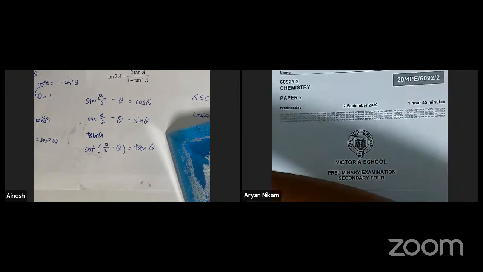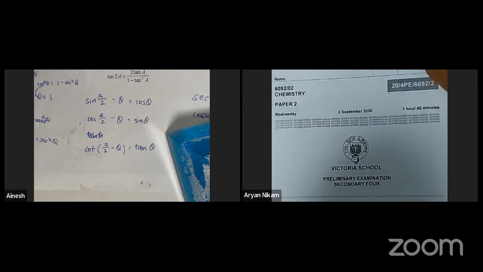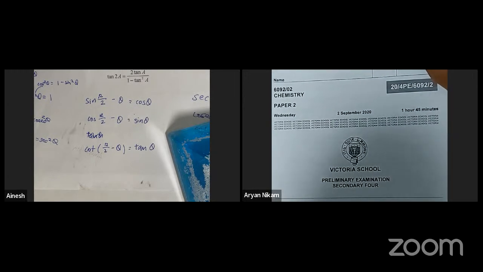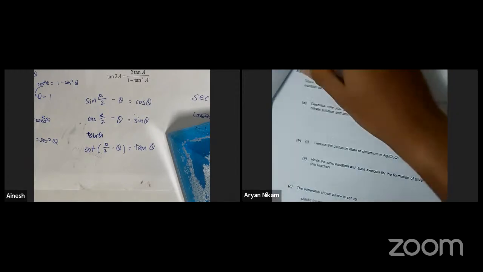So, tangent 90 minus theta would be side 2 by side 1, right? Yes. Which, notice, is of course not the same as tangent theta. Notice, but they're so similar.